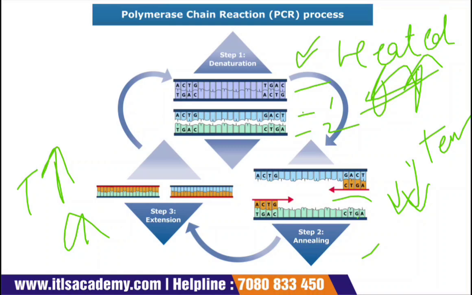Again, in the first step, the double stranded DNA gets separated into two single strands. As you can see in this diagram, the temperature here is very high. Now in the second step, the temperature is lowered, and DNA primers get attached to the template DNA. Now in the third step, the temperature is raised high again, and the new strand of DNA is made with the help of an enzyme known as Taq polymerase.